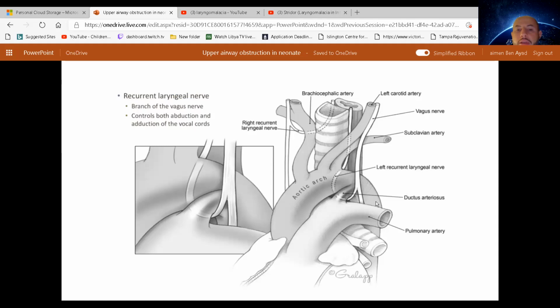How are you going to remember the left recurrent laryngeal nerve from the right recurrent, which one? Just remember, the left has a long course, so it is more likely to get injured. Versus the right recurrent laryngeal nerve goes right away, so it's short. But the left comes from the vagus nerve. You can see it goes around the ductus arteriosus and then the aortic arch and then all the way back and supplies the vocal cord. Okay.